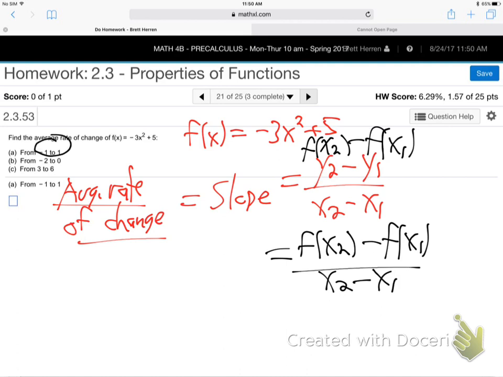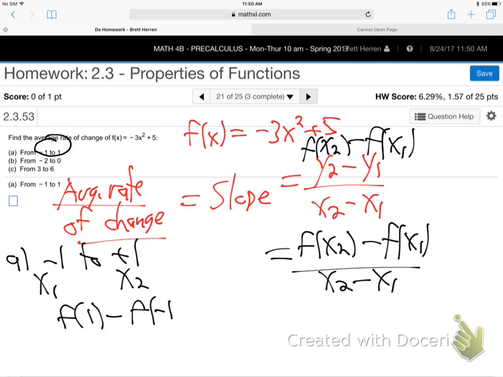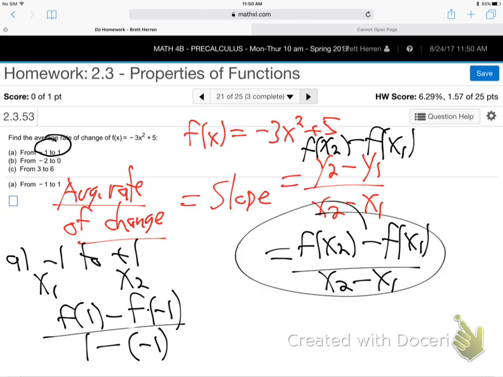So what do we mean? Well, here it is. For part A, they're saying -1 to +1. So this is x1, this is x2. So what you do is you say f of 1 minus f of -1 over 1 minus -1. Is that too quick? See what I did there? That's this right there, isn't it? x2 goes there, x1 goes there. Everybody see that?